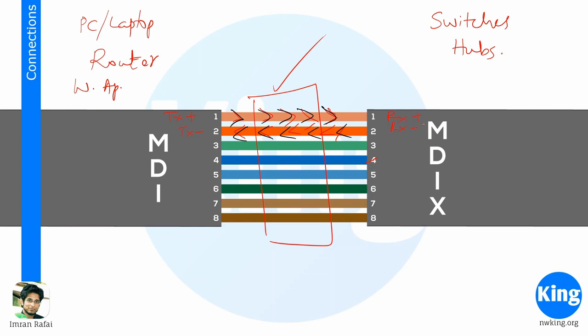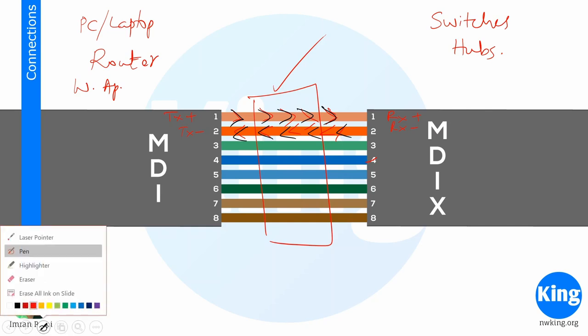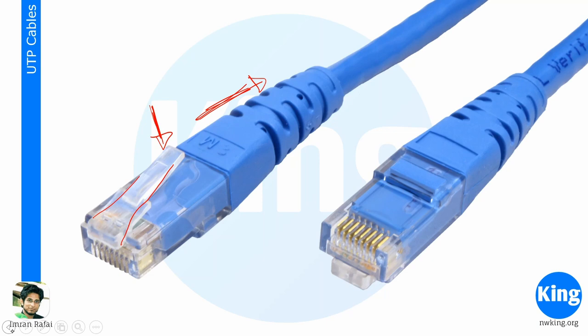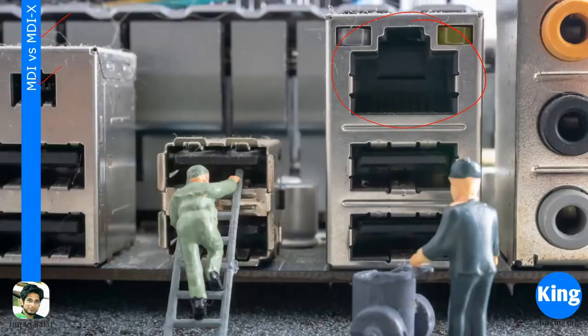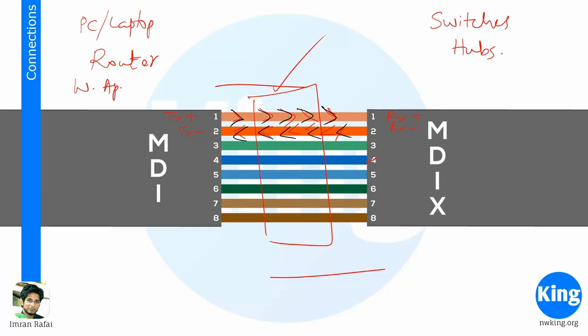So this will work. When you're connecting MDI to MDI-X, typically you use something called a straight through cable. Straight through means that on both ends of this cable, on both sides, you have the same wiring diagram. So both sides have the same wire combinations that you need to connect. So what is the wiring diagram? That is what you see here. Let me clear this.